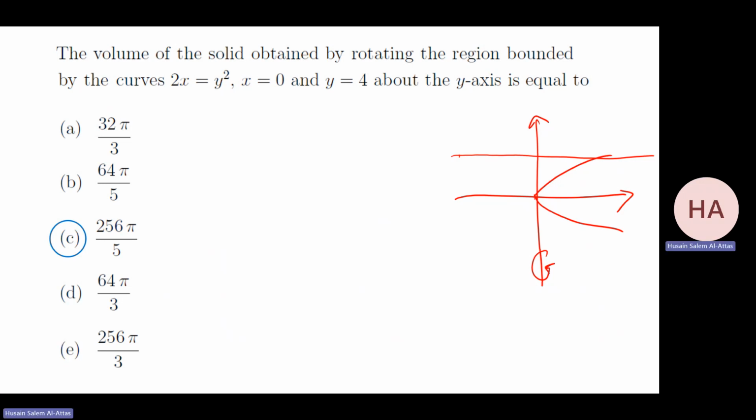So I draw my line perpendicular to the axis of revolution. We'll do it like this. So I have r of y, I have a disk. Yeah, this is x equal y squared over 2, so r of y will be y squared over 2. The area will be π times y to the power 4 over 4, y squared over 2, all squared.